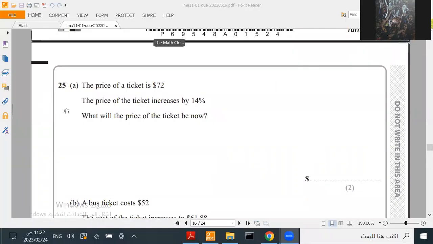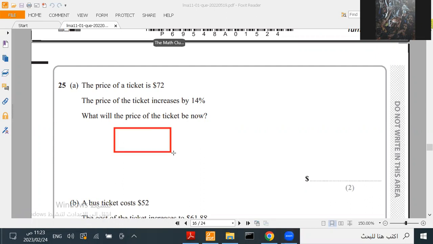Question 25A. The price of a ticket is $72. The price of the ticket increases by 14%. What will the price of the ticket be now? So they told me the price 72 increased by 14%. What's the price now? This 72 is the old price, this is the 100%. They need the 114%.